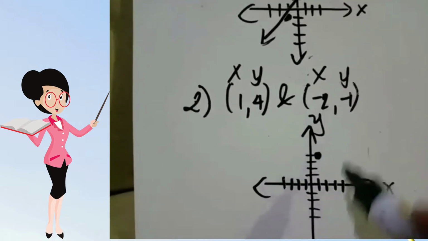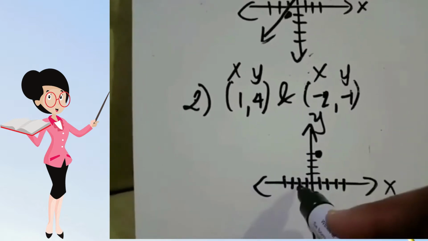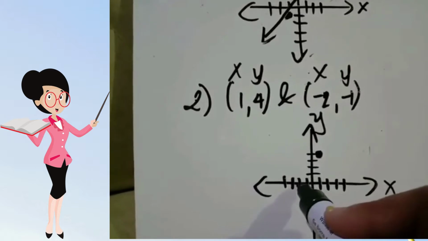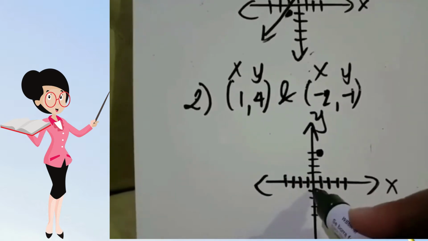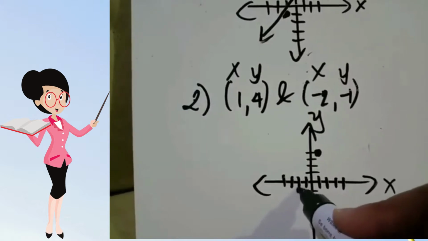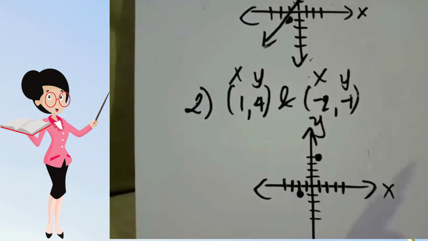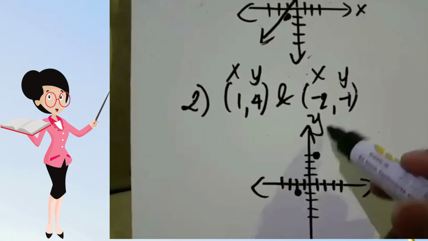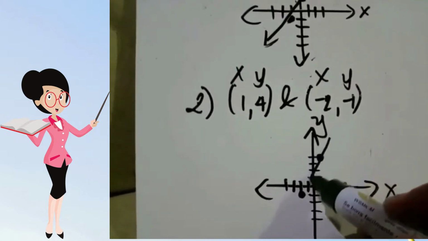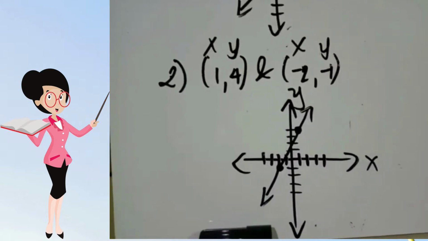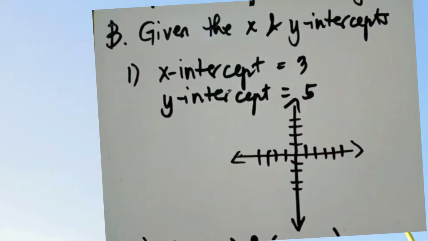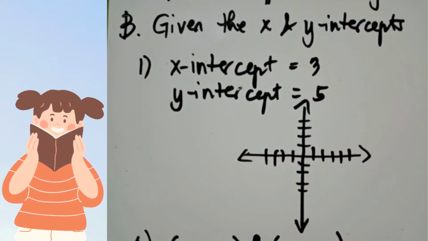And then, -2, -1. -2 of the x-axis, ito si -2, and then, -1. From 0, -1 down. So, ito ang kanilang point. And then, connect the 2. There you have it. Ayan ang inyong graph. The way of graphing linear equations.